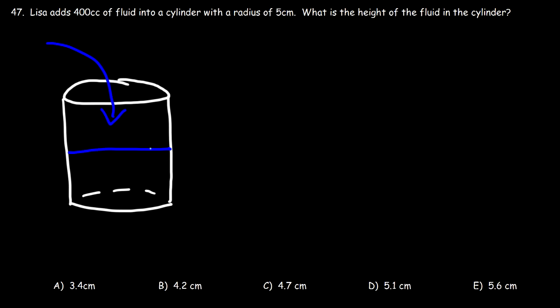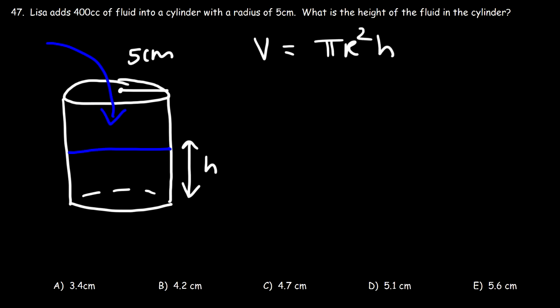Now the radius of this liquid will be the same as the radius of the container, and that is 5 centimeters. But the height will vary based on the volume of fluid that's added to it. And so we need to calculate the height of the fluid in the cylinder. The volume of a cylinder is pi r squared times the height. Now, we have the volume. That's the volume of fluid that's added.